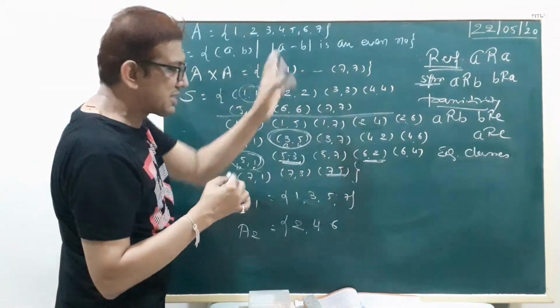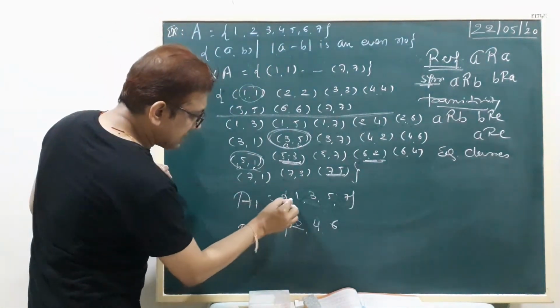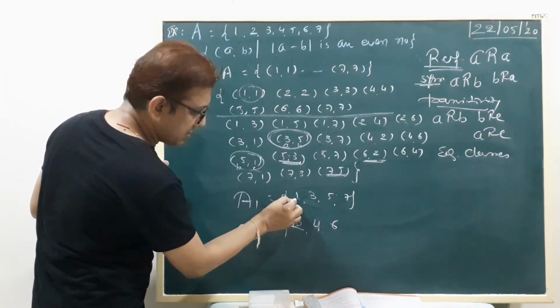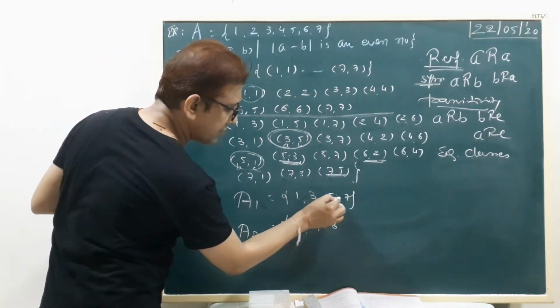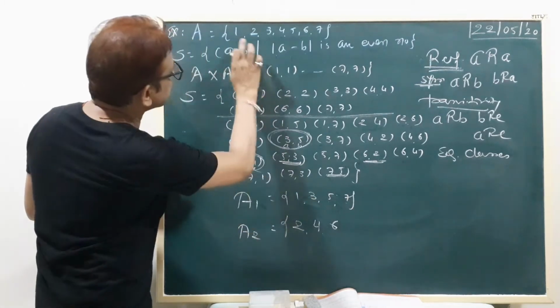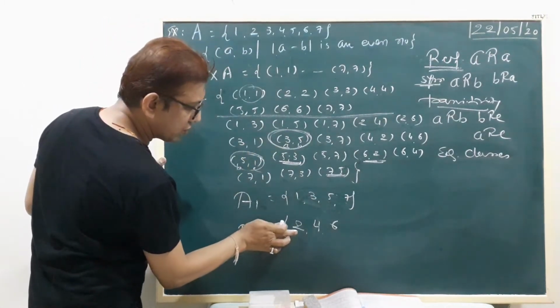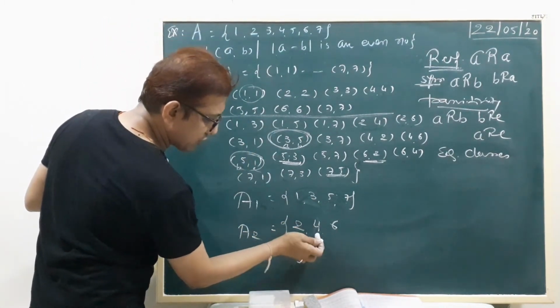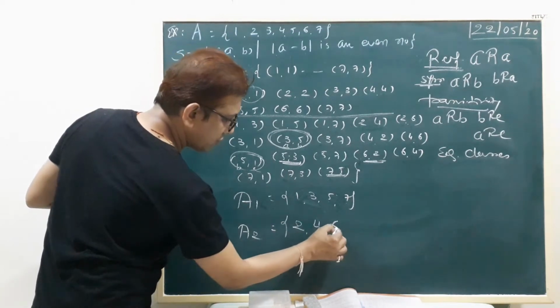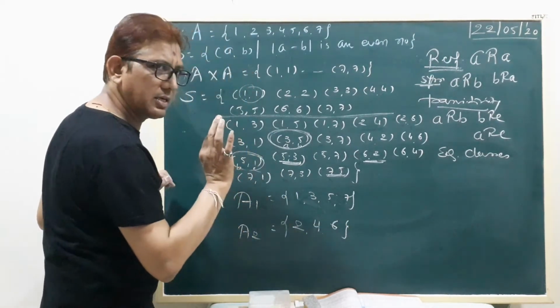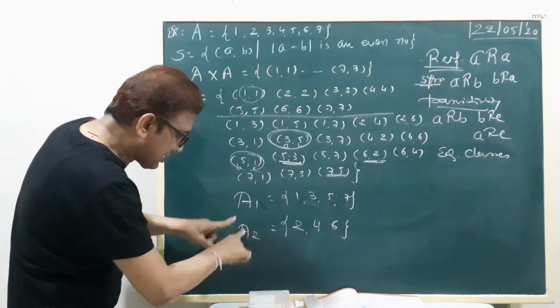Because the last number here is 7. A1 is 1, so suppose we start here with 1: 1, 3, 5, 7. Then the second, 2, 4, because 4 minus 2 is 2, 6 minus 4 is 2. 2, 4 and 6. Clear? Now the union of these two sets.